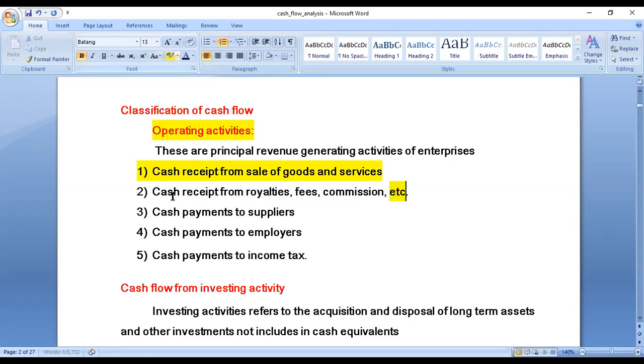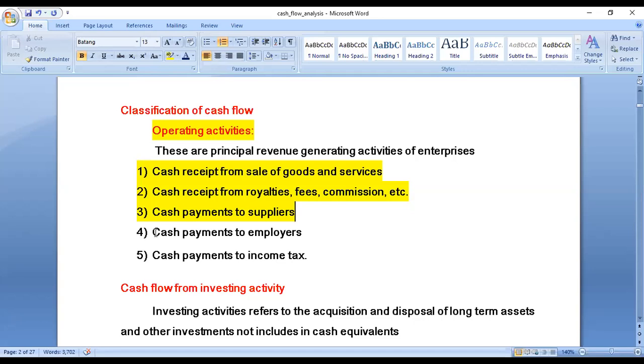So then, my dears, the third point is cash payment to suppliers, here negative. So cash received, receipt, cash received from royalty, receipt, cash payment to suppliers, because suppliers are the persons who are supplying the raw materials or necessary goods to enterprises for production, for operating, whatever it may be. So the payment should be payable to the suppliers. It's also a very, very important major operating activity.